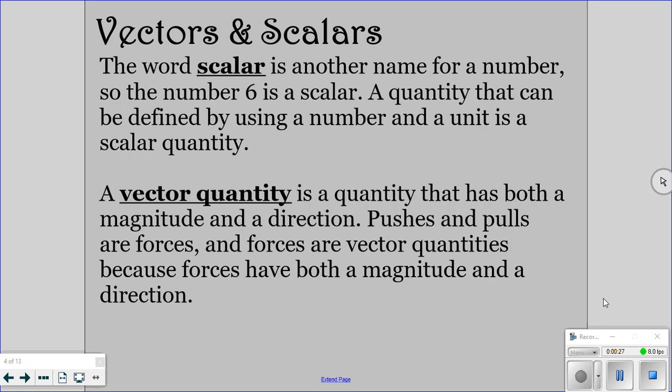A vector quantity is a quantity that has both a magnitude and a direction. Pushes and pulls are forces, and forces are vector quantities because they have a magnitude and a direction. So if it says 4 miles, 30 degrees due north, that would be a vector because it tells you the direction you're going to go. Or if someone told you to go 30 miles west on I-20, that would be a vector quantity because they told you the direction to go.